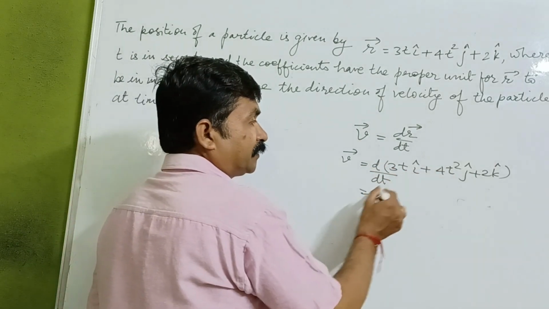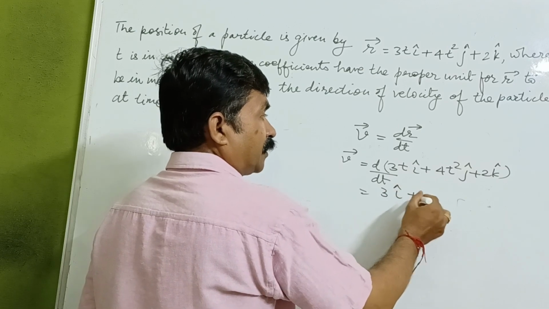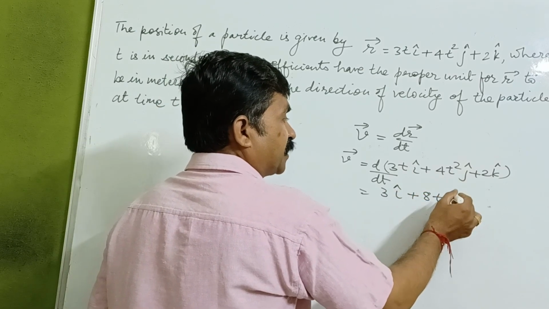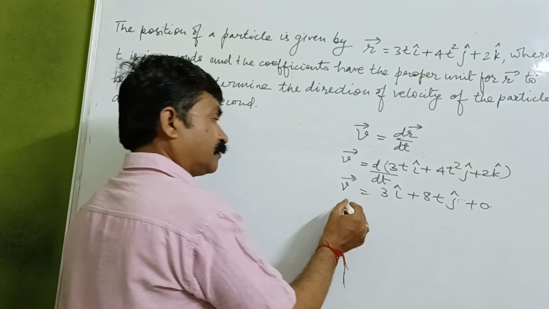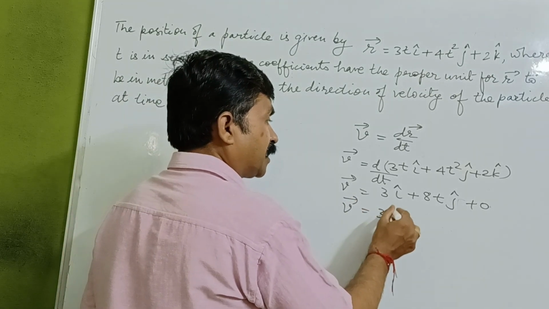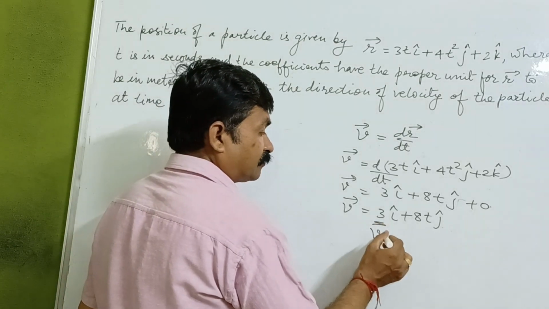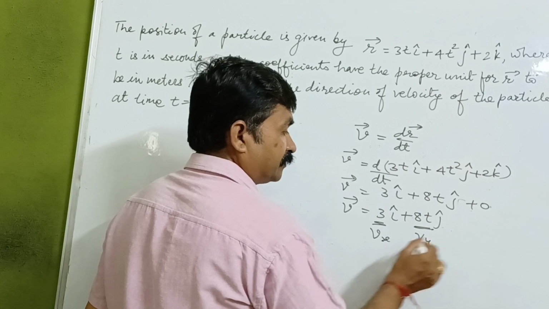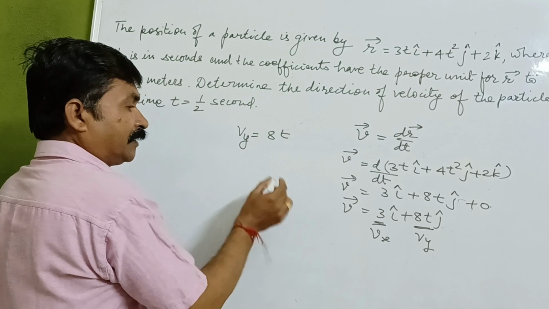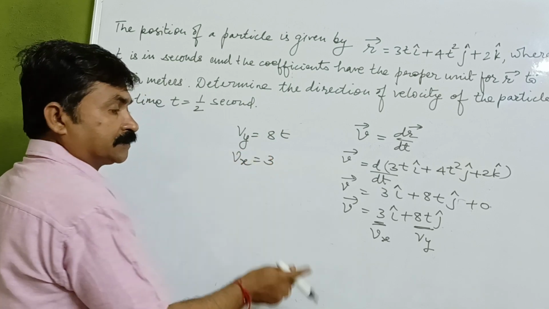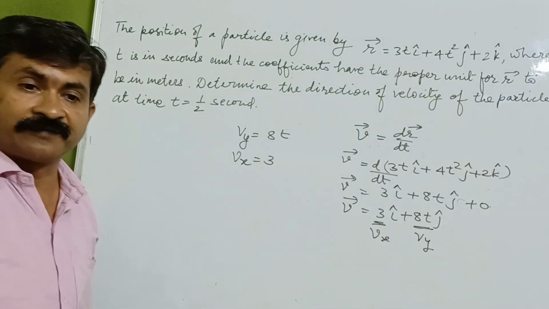So if we differentiate it, it will be 3 i cap plus 8t j cap and this is 0. This is giving the velocity. Means we have got velocity equal to 3 i cap plus 8t j cap. Here it is the velocity x component and it is Vy. Means we can say Vy is equal to 8t and Vx is equal to 3. These are the x component and y component of velocity.